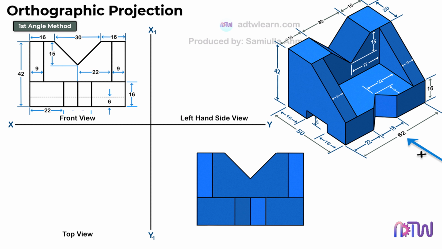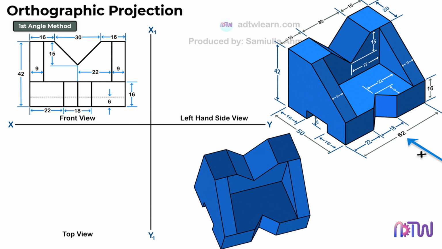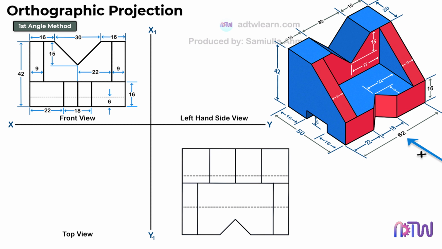Next, we will draw the top view of this object. When we see this object from the top, this is how it looks. The total width of the object remains the same, that is 62 mm. This length will be equal to 50 mm. The thickness of this wall is 20 mm, and the thickness of these walls is 9 mm.